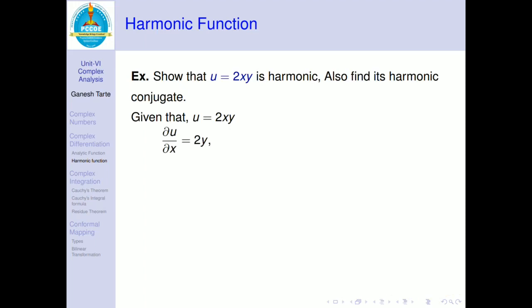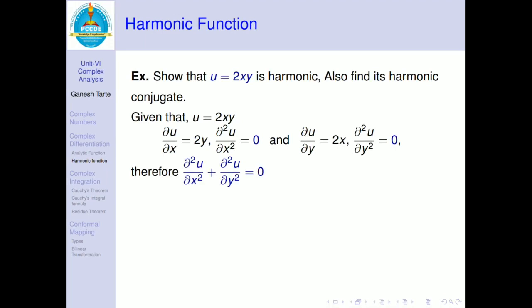If we differentiate it one more time partially with respect to x, it becomes 0 because there is no x in the first order derivative. Similarly, u with respect to y is 2x and there is no y, therefore the second order derivative of u with respect to y becomes 0, and hence ∂²u/∂x² + ∂²u/∂y² = 0, meaning u is harmonic. So this is the proof of the first part.